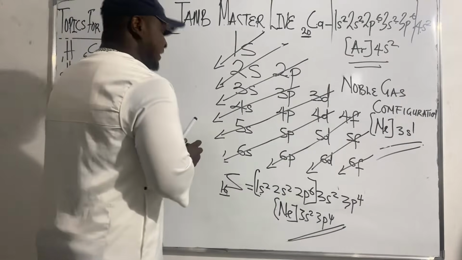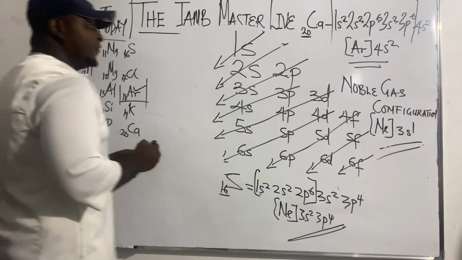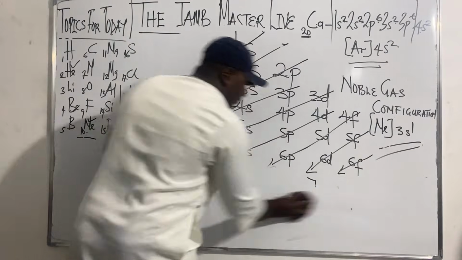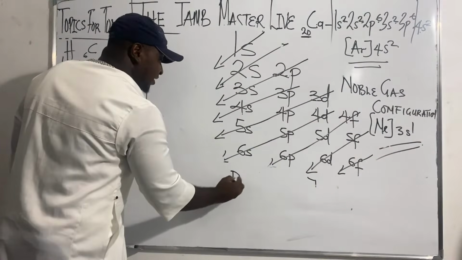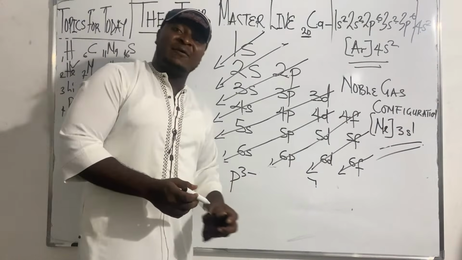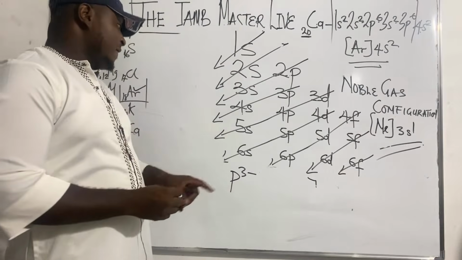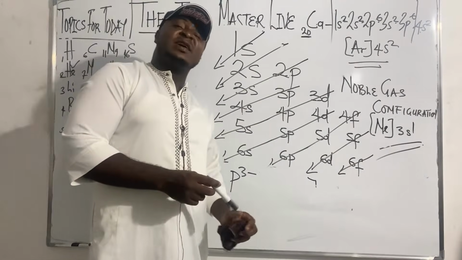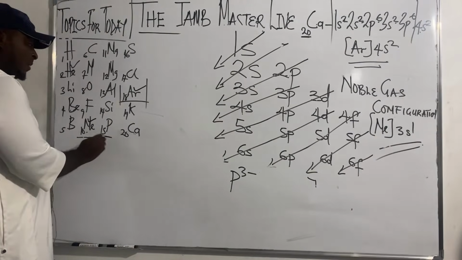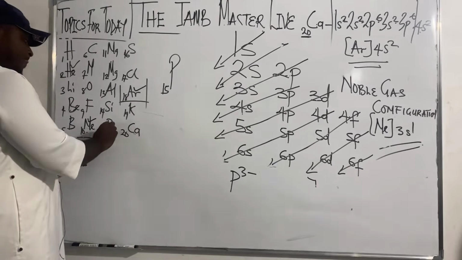Let us now look at someone like, what if they ask you to find the SPDF configuration for phosphorus 3 minus, P3 minus? This is not normal phosphorus. Write down the SPDF configuration. Class, who is phosphorus on the element table? Phosphorus is number 15.